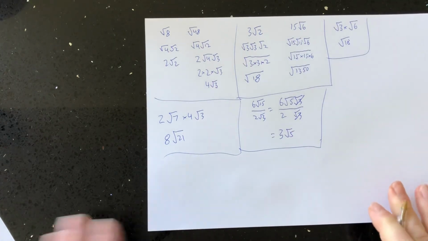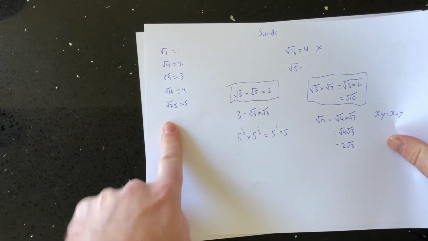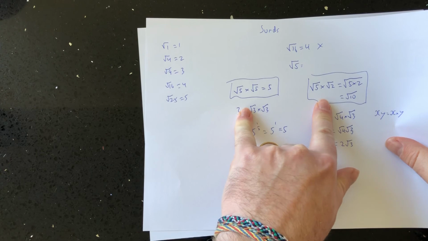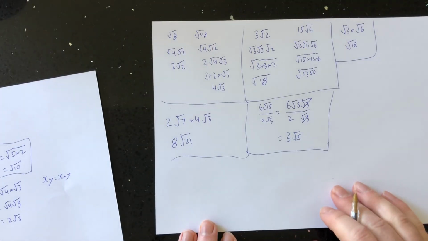So that's all we're going to cover today. So as a quick recap, we have learn your square numbers. These two rules are the only two we're pretty much using today, but in a lot of different formats. Cool.